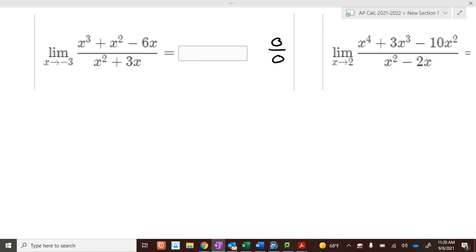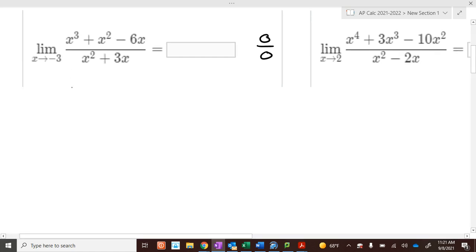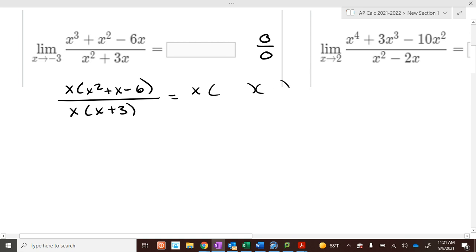So, for this first one, it's pretty easy. Okay? We're going to factor. So how do we factor the top? Take out an x and you get x squared plus x minus 6. How do you factor the bottom? Take out an x and you get x plus 3. Hey, I think the top factors some more. How does the top factor? X plus 3, x minus 2.